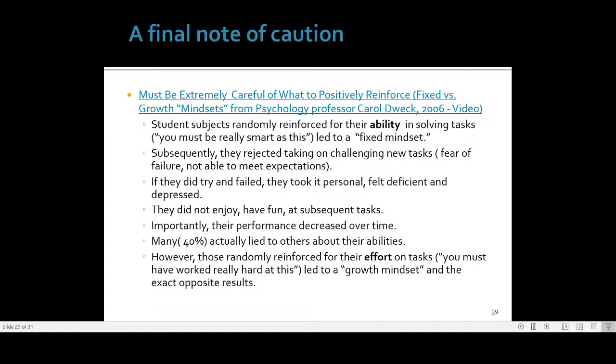But when you randomly reinforce their effort on tasks, and you tell them you must have worked really hard at this, then you created the child's growth mindset. When you create the growth mindset, that gives you exactly the opposite results. The students started taking on challenging work, they started doing a lot of good work. So this professor identified the difference between a fixed mindset and the growth mindset.